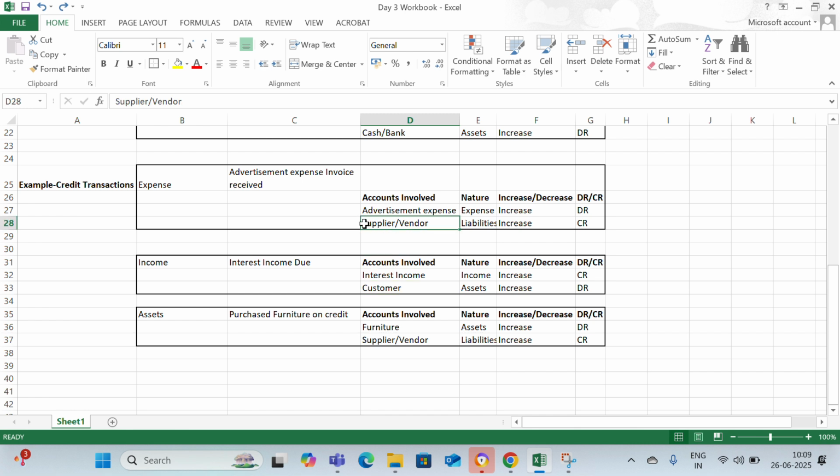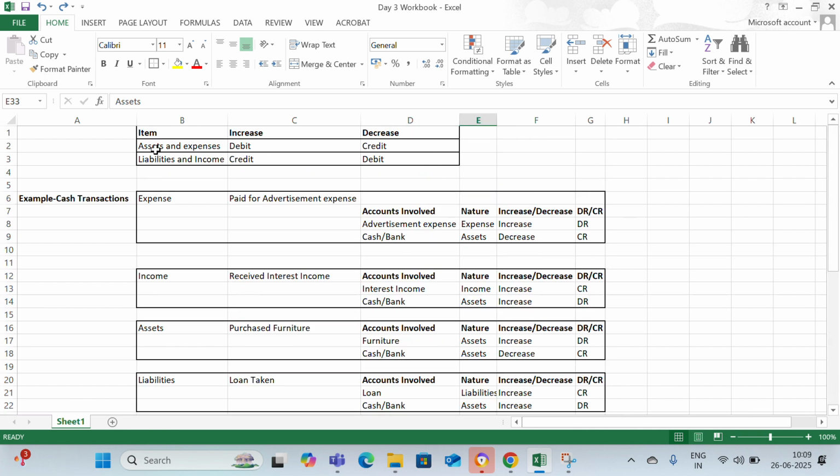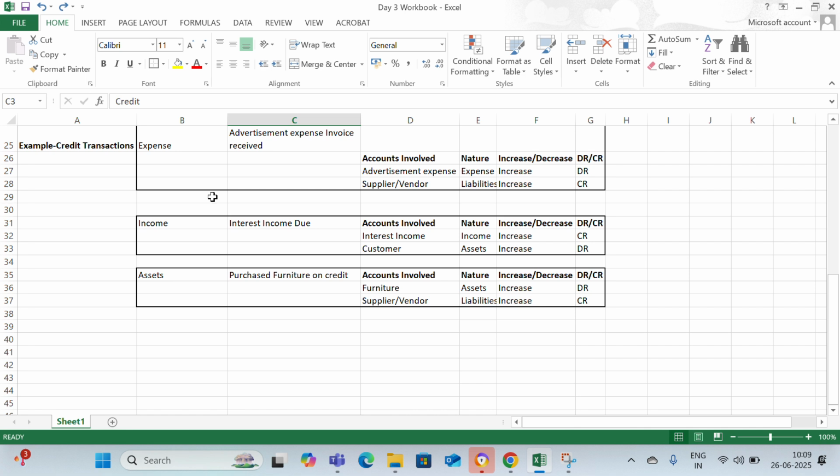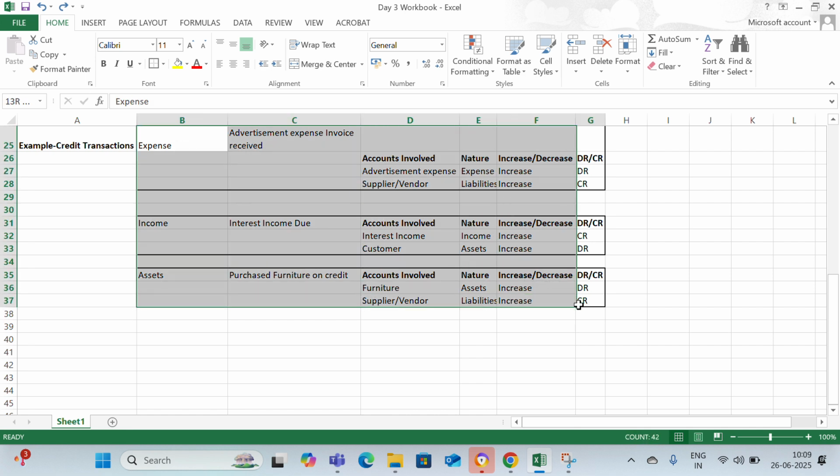Because we purchase from the supplier and we sell to the customer. So whenever credit transactions occur, instead of cash or bank, either supplier or customer come into the picture. Supplier or vendor, in other words, is a liability and customer is an asset. Now as per the basic rule, we already know when assets or expenses increase, they are debited. When liabilities or income increase, then they are credited. Accordingly, the debit and credit for all these three examples will be built.